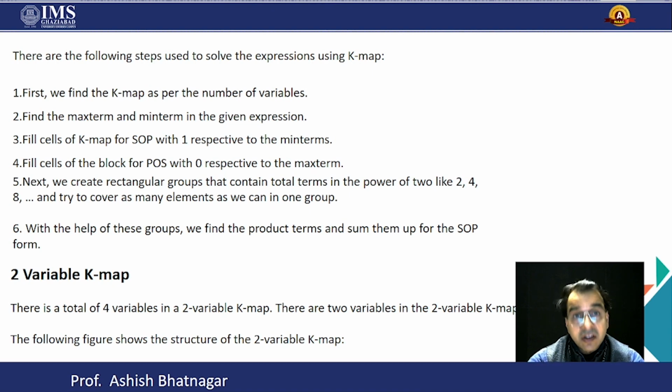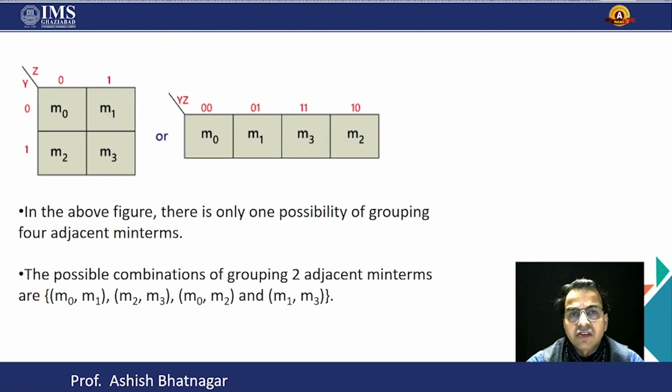2 variable K-map. What does it mean? There is a total of 4 cells in a 2 variable K-map. There are 2 variables in a 2 variable K-map. The figure is represented here. This is a representation of a 2 variable K-map, where we take a matrix of 2 by 2 and define some variables like Z and Y. Here is Z and here is Y. So it represents 0, 1. These are the inputs, 0 and 1, and these are the values inside the cells.